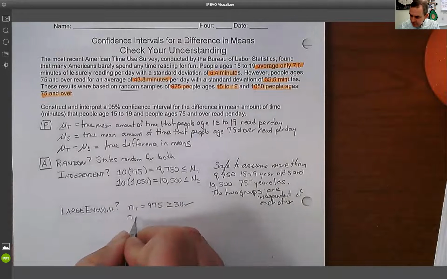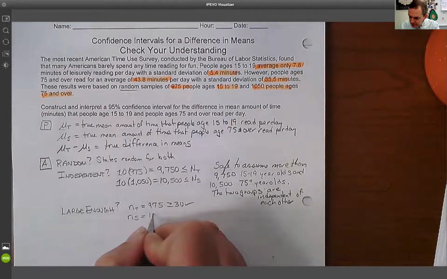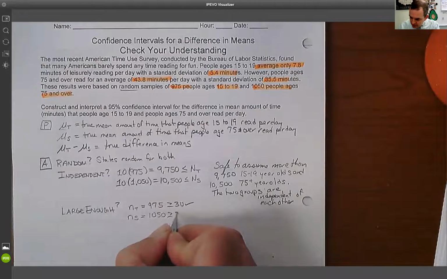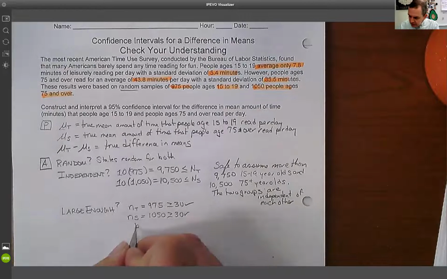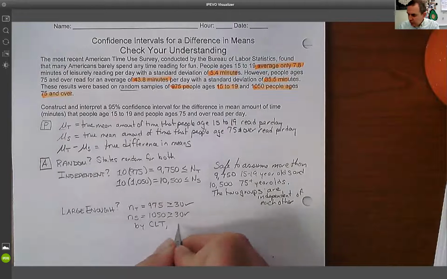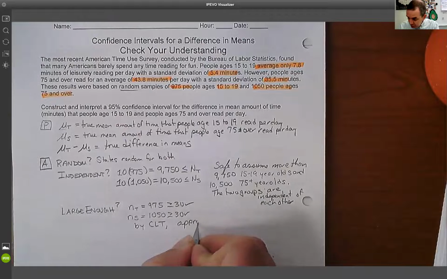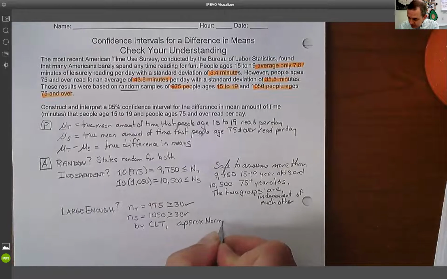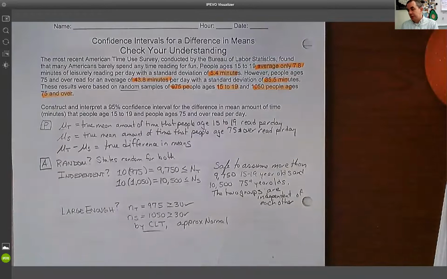The sample size of our 75 plus is 1,050. That's greater than or equal to 30. We can say by central limit theorem that the shape is going to be approximately normal. We actually can conclude that because of the central limit theorem. So that's a new check.